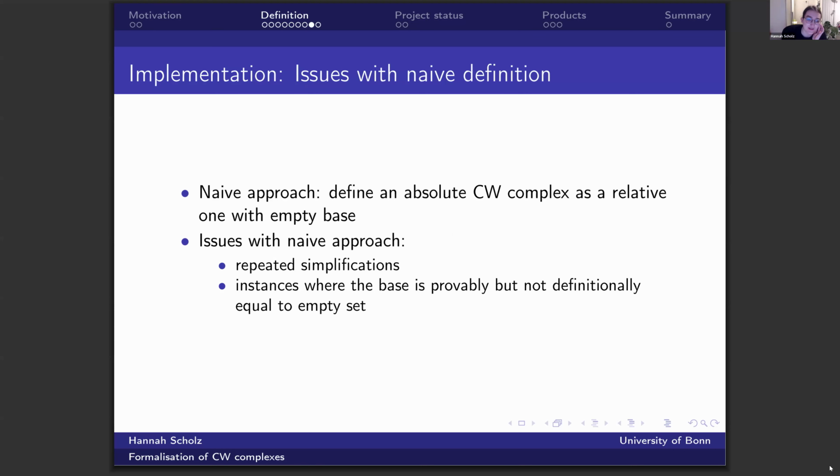What were the issues with that? So first of all, of course, you've got these repeated simplifications. So you've got this union empty set, and you need to take that away all the time. That's not really an issue because we just made a separate constructor, and then you do all the simplifications there, and then you don't care. The bigger issue here was that this produced instances where the base was provably the same, but not definitionally the same. And I want to show you an example of this.